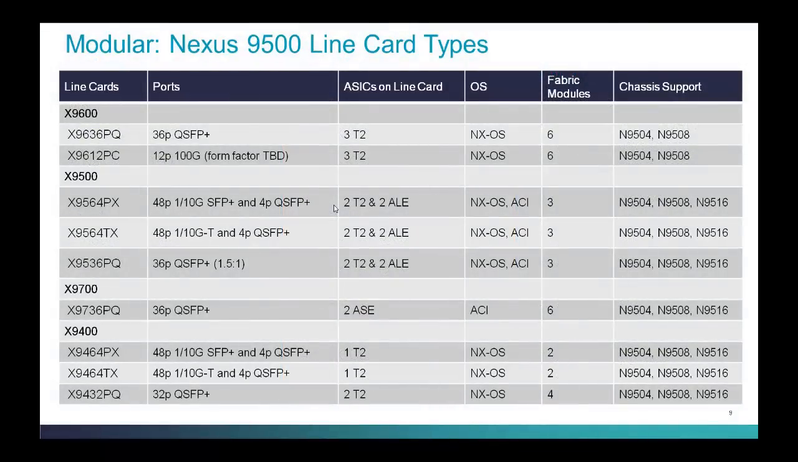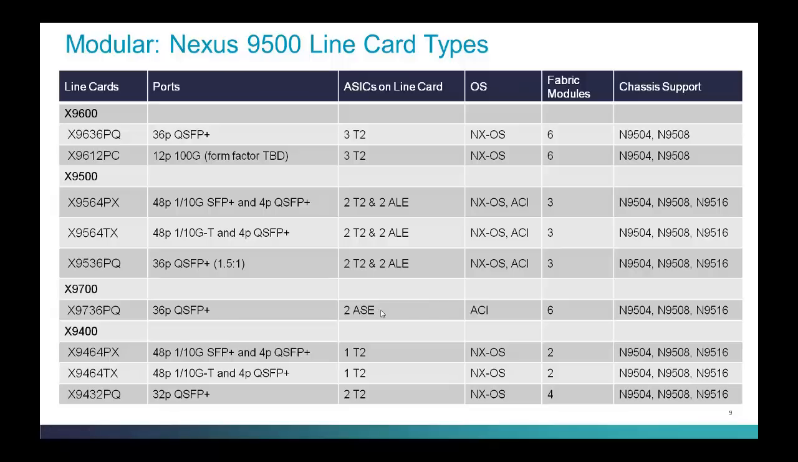So this is once again expanding on the line card types, and this slide is really emphasizing the chipsets that go in each line card. Now, for the 9600 and the 9400 line cards, you would need to run in Nexus mode. They have on them the Trident chipsets, which are based on merchant silicon. So these are pretty much the standard chipsets that we've used in the past and what competitors use as well. Now, for ACI mode, we've built our own in-house chipsets, which no other competitor has. So for the 9500 line cards, they are the ALE chipsets, and for the 9700, it's what's known as the ASE chipsets.